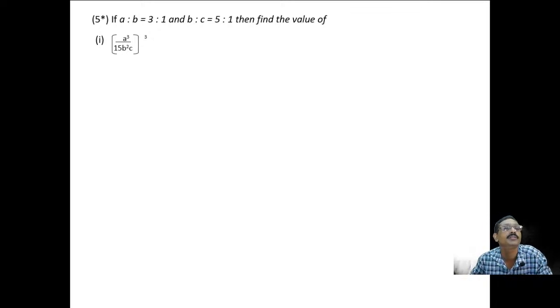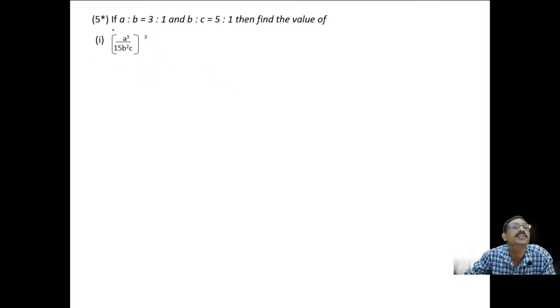Hello children, welcome to this session of ratio and proportion. We'll start with the fifth one. If A is to B is equal to 3 is to 1 and B is to C is equal to 5 is to 1, then find the value of A cube upon 5B square C the whole raised cube.